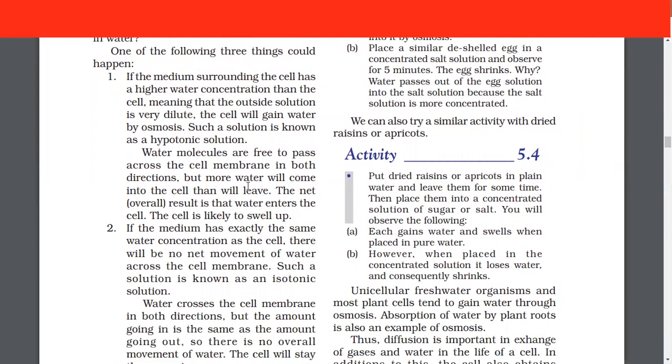Water molecules are free to pass across the cell membrane in both directions, but more water will come into the cell than will leave. The net result is that water enters the cell. The cell is likely to swell up.